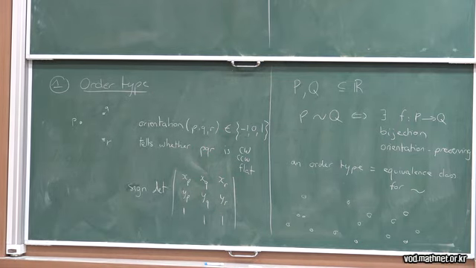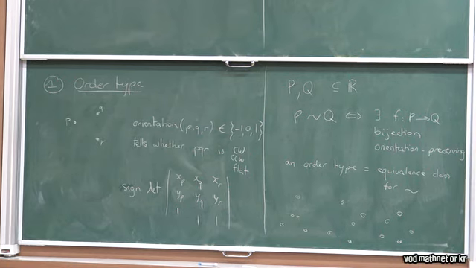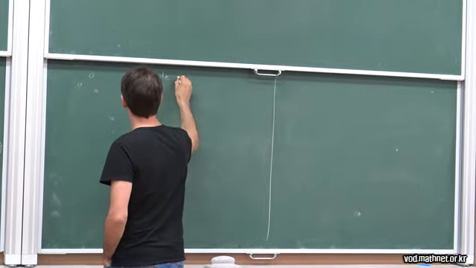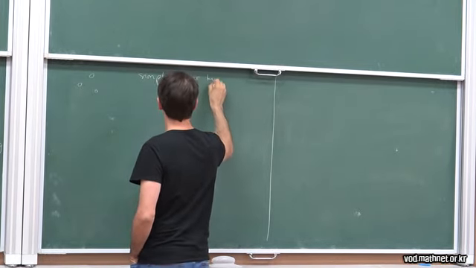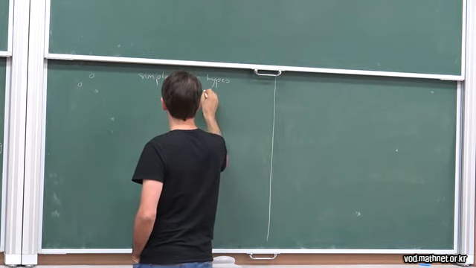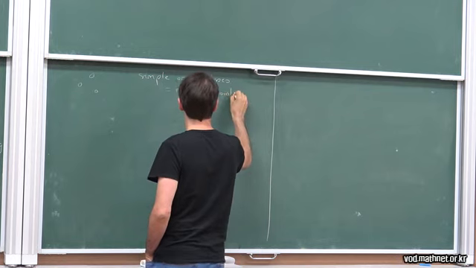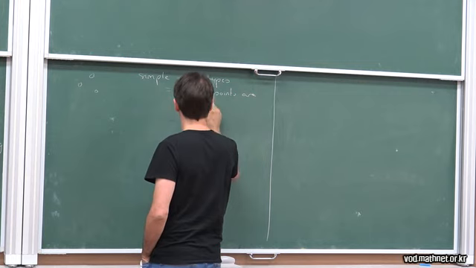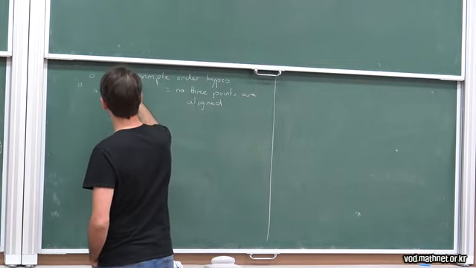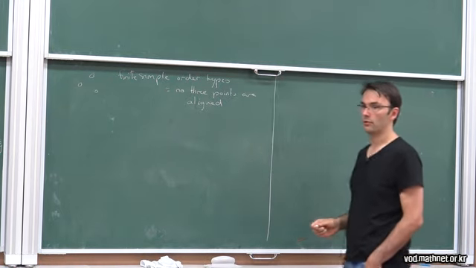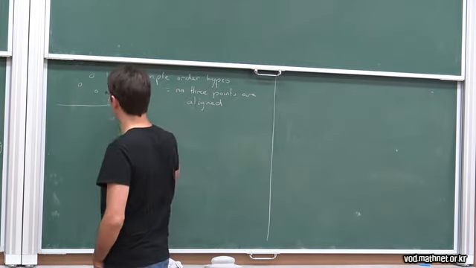Just for a sanity check, I'm going to look at simple order types, which means that no 3 points are aligned. And I'm going to look at finite, possibly big, but finite, simple order types. So there's only one of size 3. There are 2 of size 4.